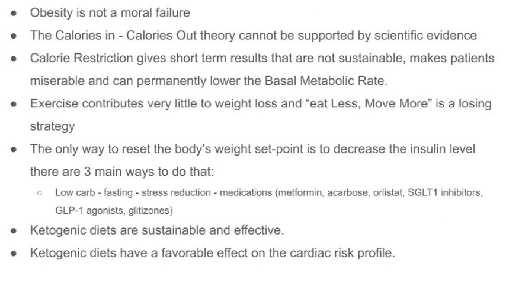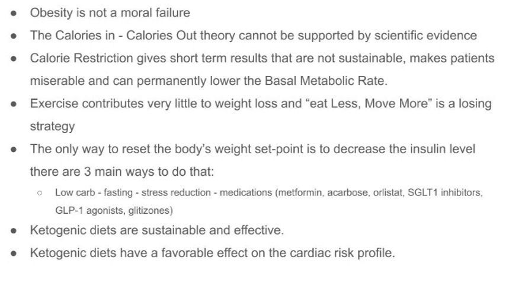And so just in summary, calories in, calories out theory cannot be supported by science. Calorie restriction gives short-term results that are not sustainable and makes patients miserable and can permanently lower basal metabolic rate. Exercise contributes very little to weight loss, and eat less, move more is a losing strategy. The only way to reset the body's weight set point is to decrease the insulin level, and there are 3 main ways to do that.